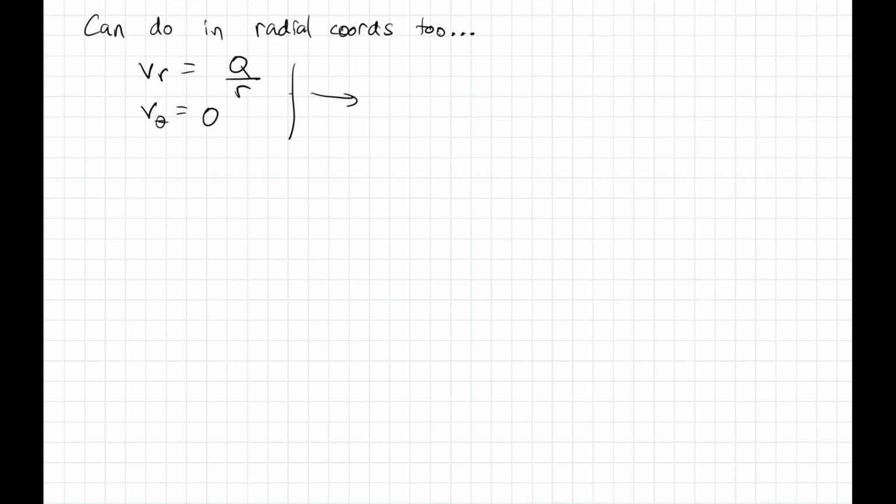This is a more natural flow to describe in radial coordinates. If we had been doing this in radial coordinates, the velocity profile would have been given by v sub r equals q over r, so much easier to describe, and v theta equals 0. In that case, we could also go through the math and see that dr over vr equals r d theta over v theta. It's never convenient to do it that way because v theta in this case is 0, so it's better to multiply both sides of the equation by their denominators.